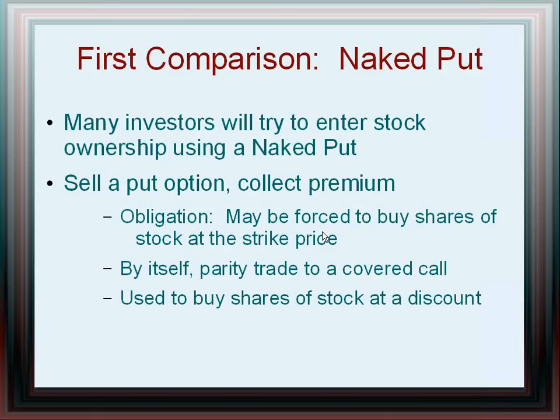Many investors use the naked put to enter into stock ownership, to buy stock at a discount. We sell a put option, typically near term, 30 to 45 days out in time. When we sell a put, our obligation is that we may be forced to buy shares of stock at the strike price. So looking at PXP, if I sold the 35 strike put and the stock was trading at $34 or $33, I'm going to be forced to buy shares of stock at 35. However, I collected a premium up front, so my cost basis is going to be lowered. I essentially bought stock at a discount.